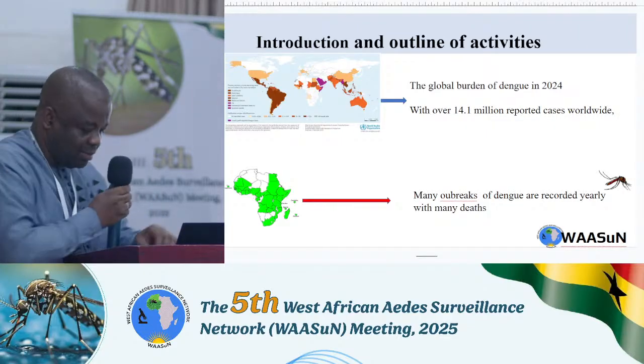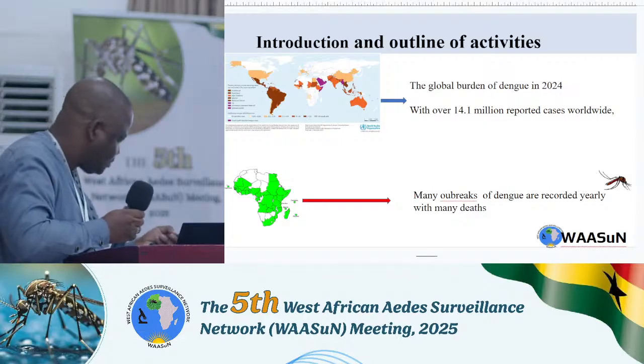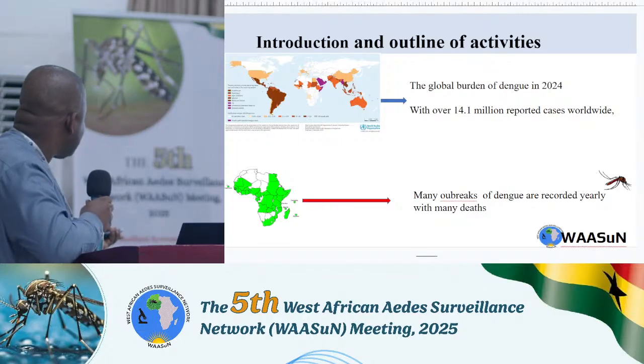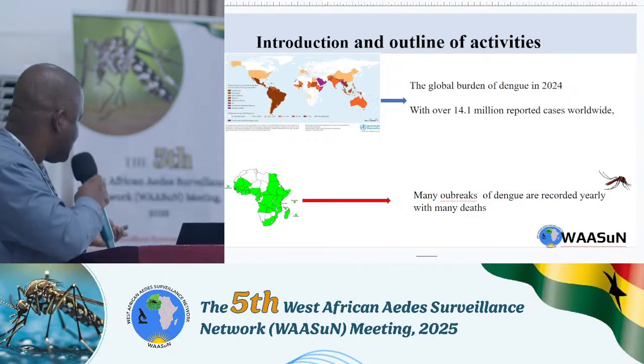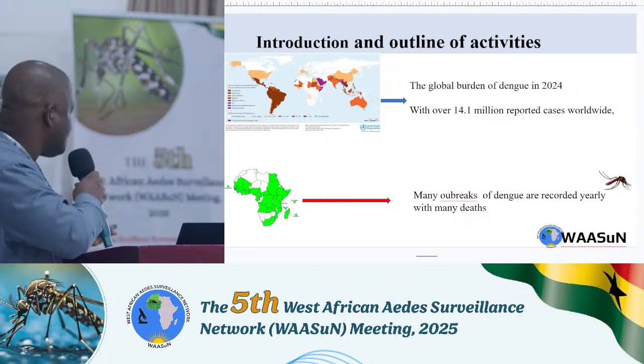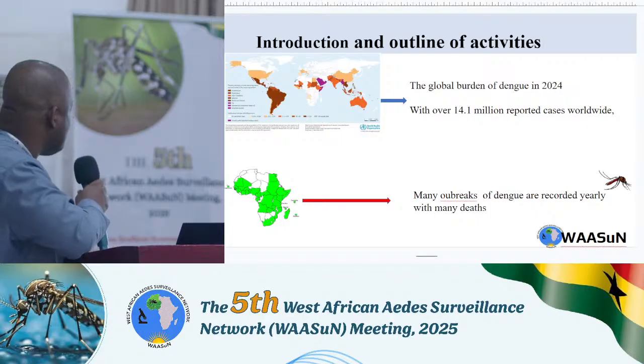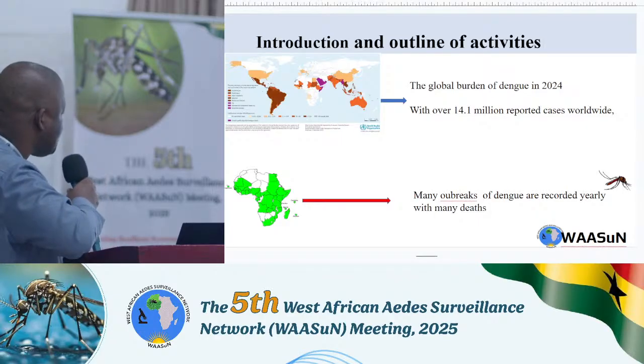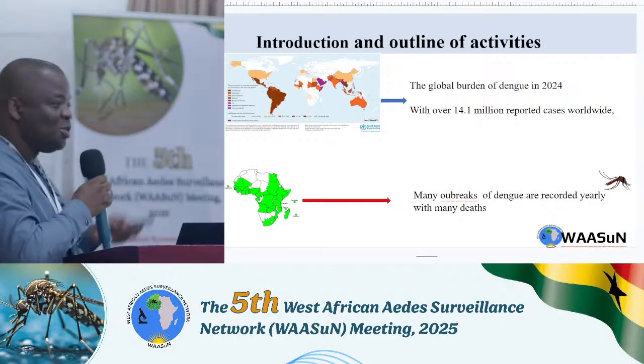Despite the lower cases of dengue reported in Africa, we are realizing that since the last decade, many outbreaks of dengue and many deaths were recorded in many countries, as you can see here. That means that dengue seems to be very important and malaria is becoming less important. We'll discuss.